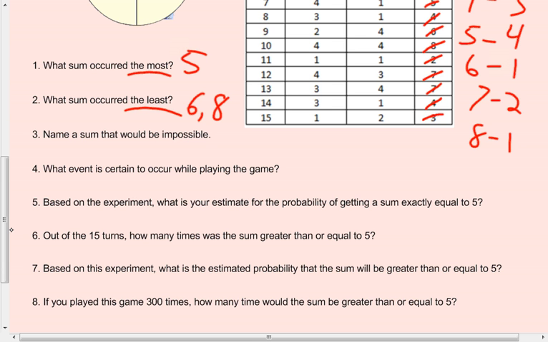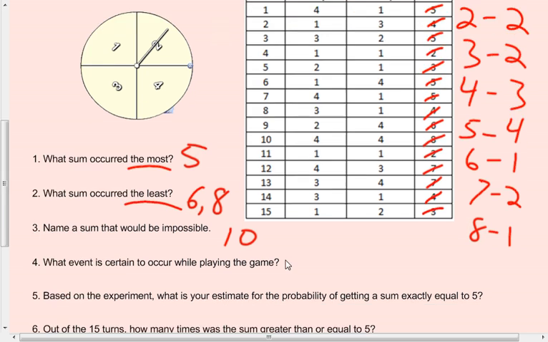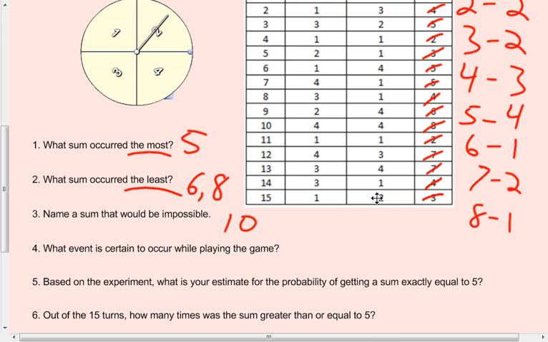Well, notice all my numbers are between 2 and 8, right? So is it possible that I can spin a sum that's a 10? Well, let's look at our spinner. Notice we have a 1, 2, 3, or 4 on the spinner. If I spin that spinner 2 times, a 4 and a 4 is going to give me 8. So the highest sum I can get is an 8. So I can't spin a 10. I can't get a sum that's an 11. I can't get a 12, etc.